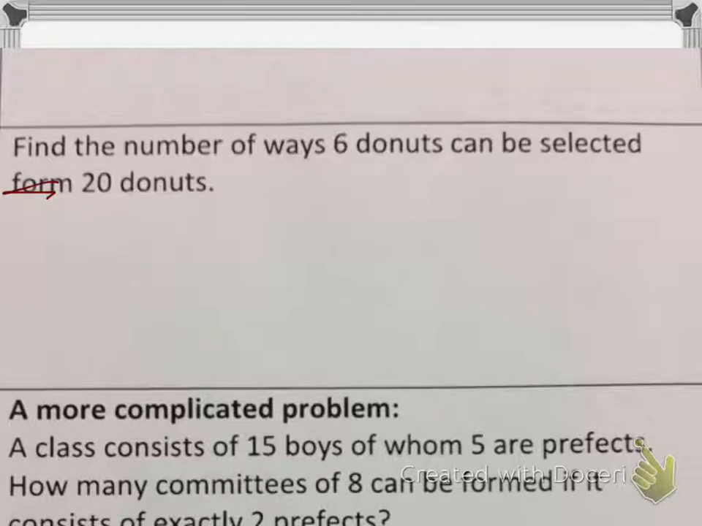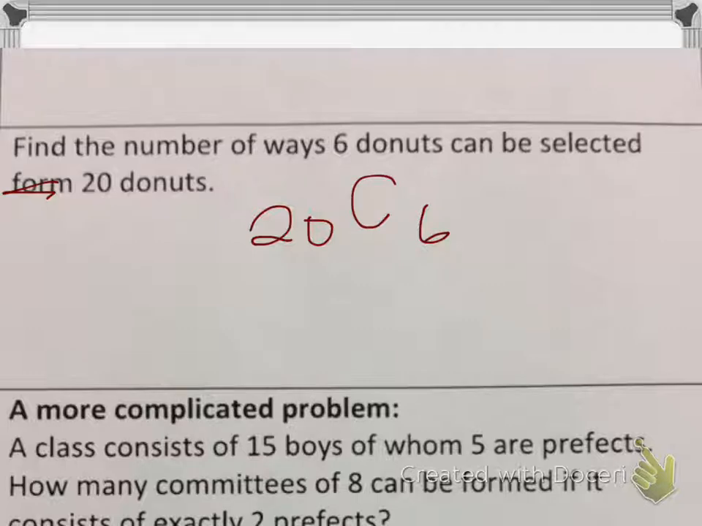So from 20 donuts. Does order matter? If order matters, then it's a permutation. If order does not matter, then it's a combination. Well, it didn't say I had to pick the donuts in a certain order, so I know I'm doing a combination. So I'm taking 20 items, 6 at a time. So I'm going to do the combination of 20 items taken 6 at a time.